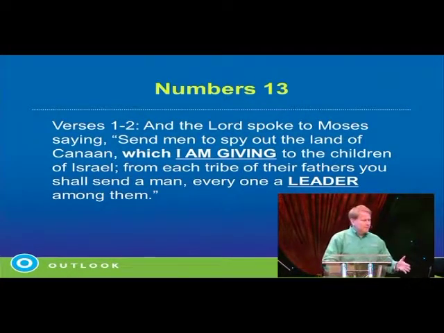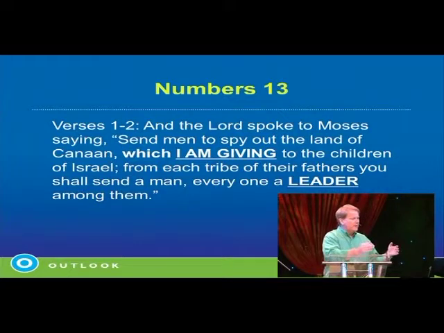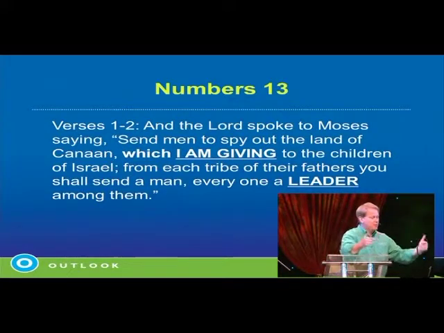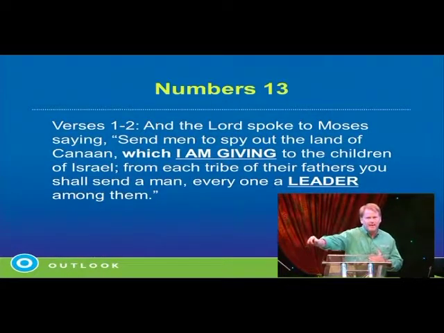Numbers 13. Let's talk about outlook. And the Lord spoke to Moses, saying, send men to spy out the land of Canaan, which I am giving to the children of Israel. From each tribe of their fathers you shall send a man, every one a leader. So they didn't just send anybody. They sent a leader from every tribe to go spy out the land.